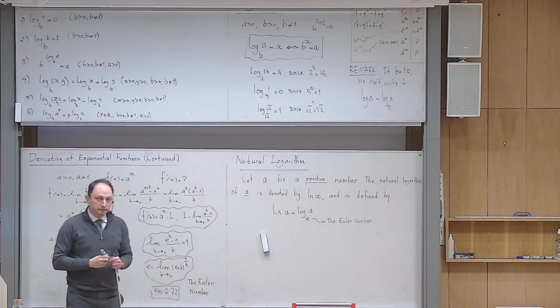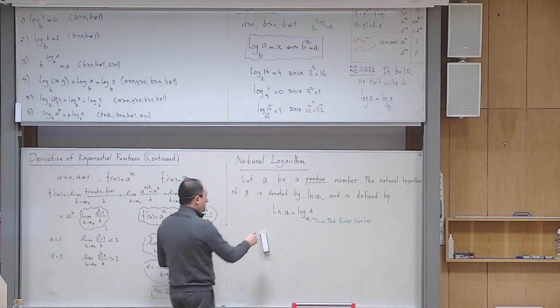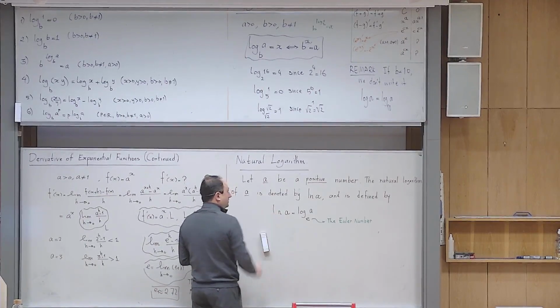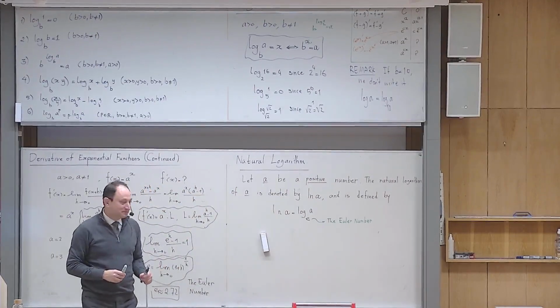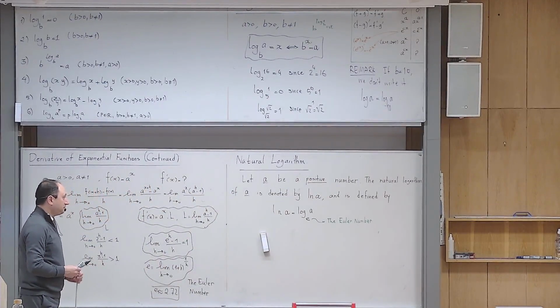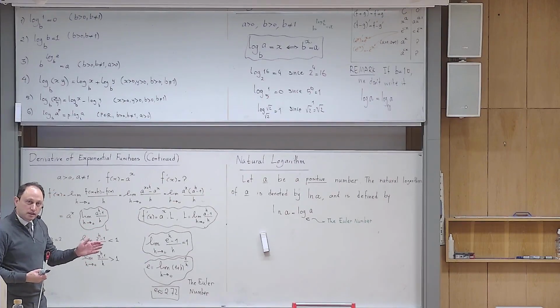Yes? No, I don't know why I write it as a big L. Sometimes I extend that. Yeah. So ln of a is nothing except the logarithm of a, but the base is e.